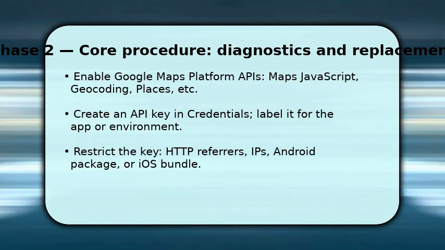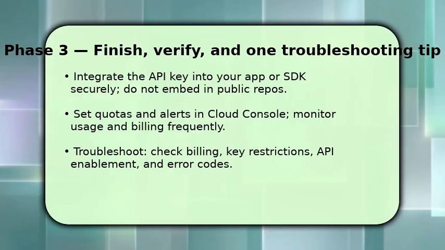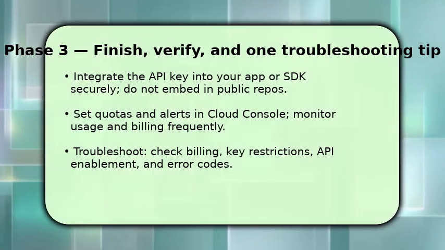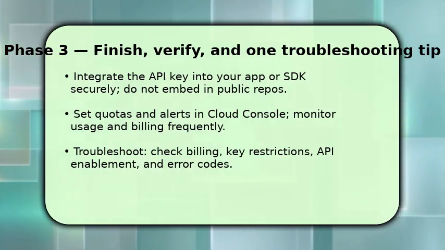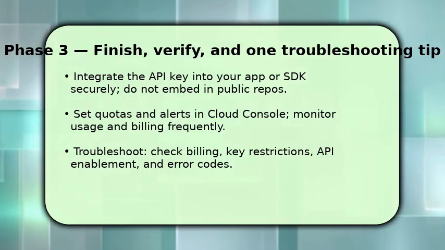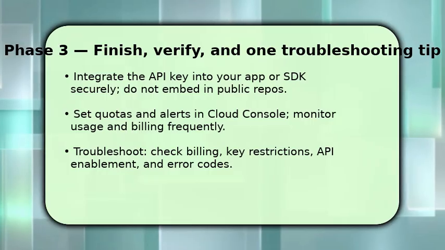To finish, add the API key into your app or SDK according to platform guidance. Keep keys out of public repositories and use environment variables or a secrets manager. Then configure quotas and alerts in Cloud Console so you catch spikes early and control costs.